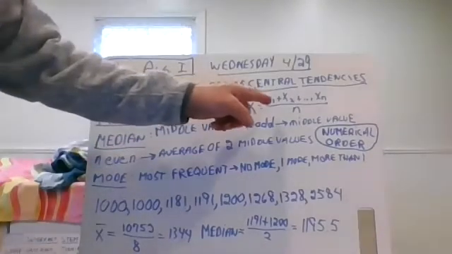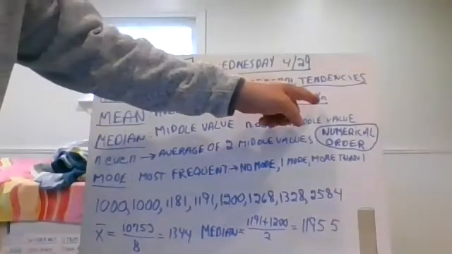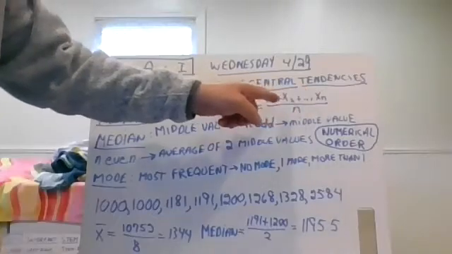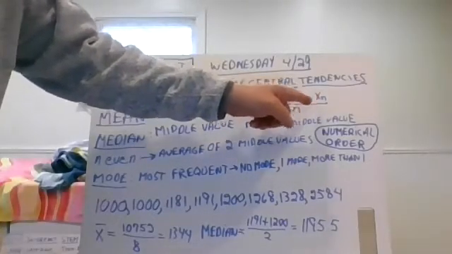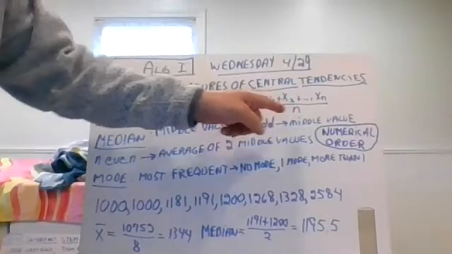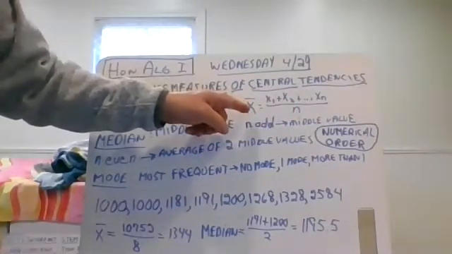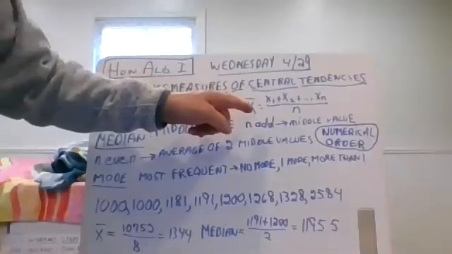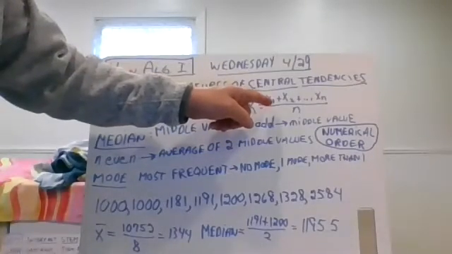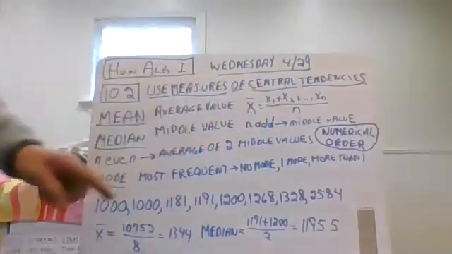If you have data, x sub 1, x sub 2, through to x sub n, you add the data and divide by the number of data, n. This is called x bar. That's the name for the mean. And so it's the average. Add them up and divide by the number you have. And that'll be the mean.